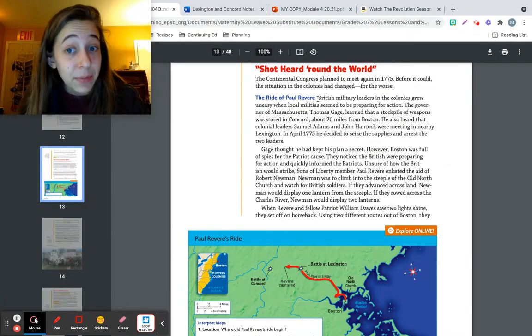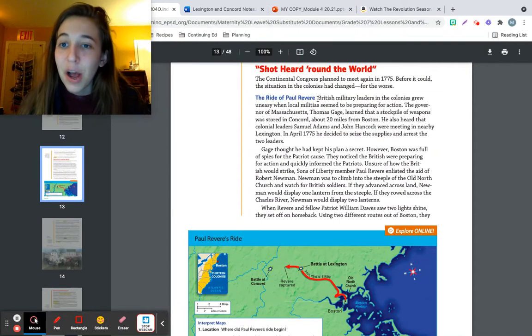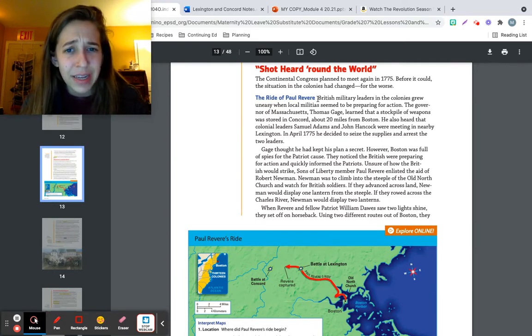Gage thought that he had kept his plan a secret. However, Boston was full of spies for the Patriot cause. They noticed the British were preparing for action and quickly informed the Patriots. Unsure of how the British would strike, Sons of Liberty member Paul Revere enlisted the aid of Robert Newman.